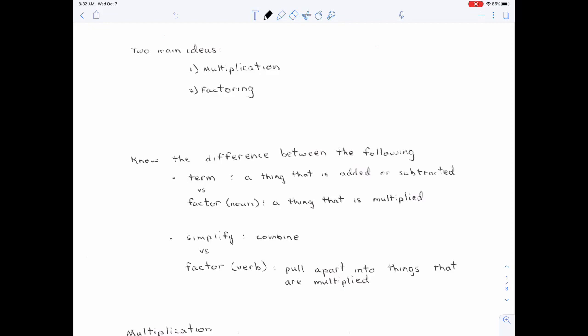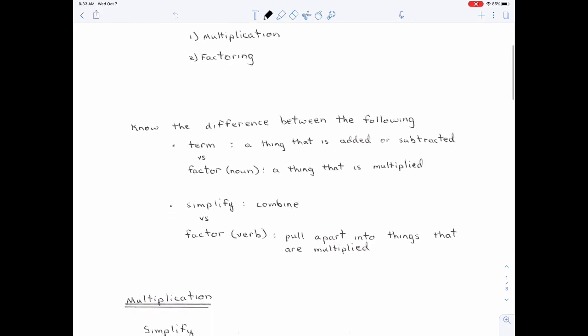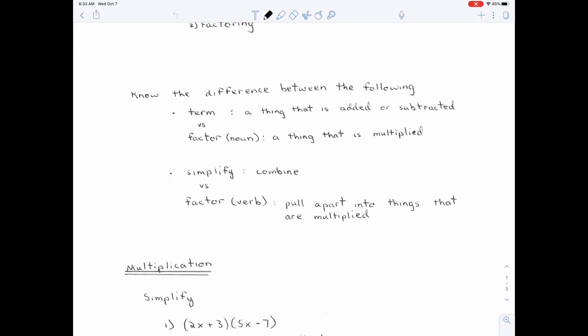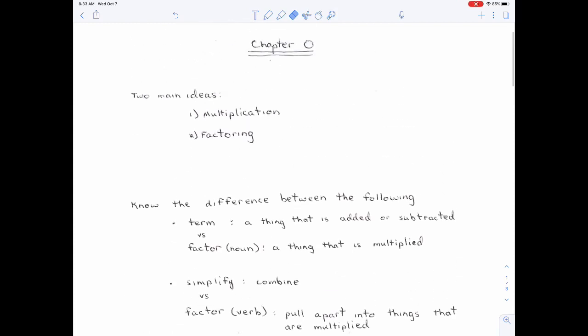Now, it doesn't mean just pull it apart, but you don't need to write this part down. Let's say I take 6 and I pull it apart, let's call it 4 plus 2. Okay, that's not factoring. Yeah, it's pulling it apart, but it's pulling it apart into things that are added. Factoring means you take 6 and you call it 2 times 3. Okay, that's factoring. So what we're doing is we're going to be taking polynomials and factoring them. We're going to spend a lot of time, but the first thing we're going to do in this video is talk about multiplication.